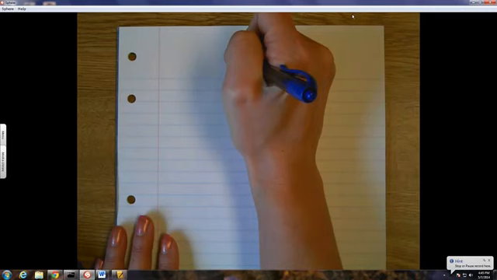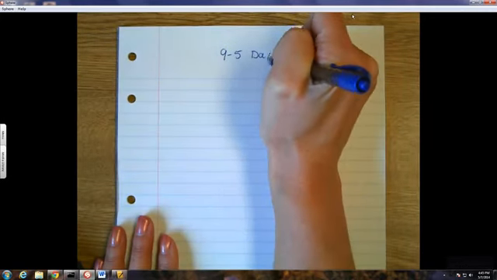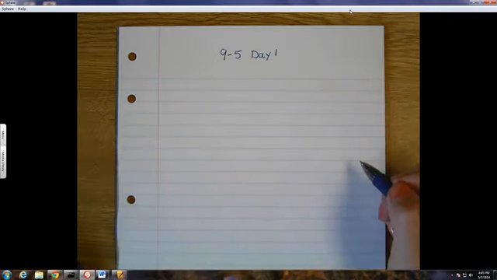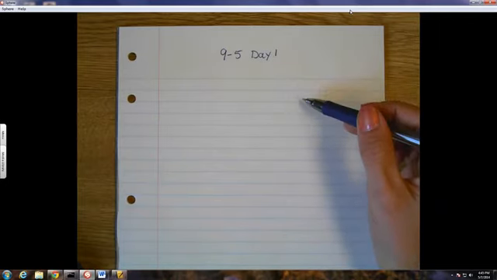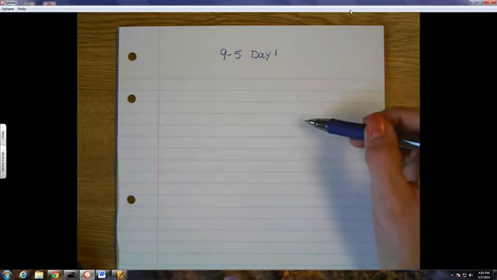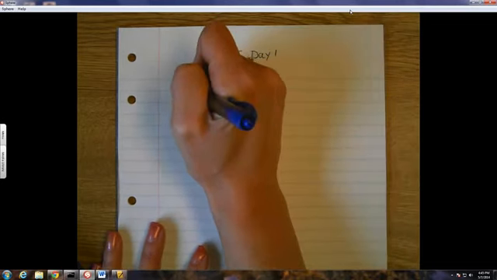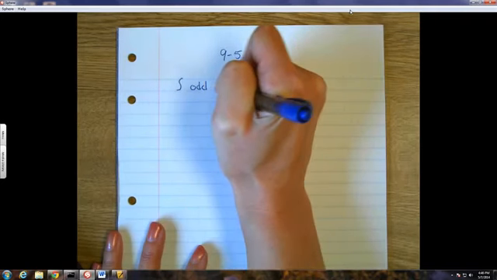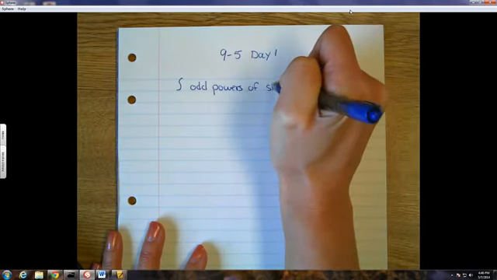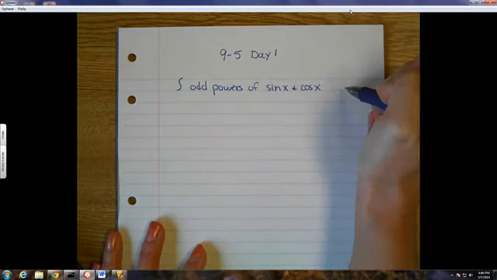Okay, finishing up hopefully the last section, 9.5, day 1. And in here we're still going to be integrating trig functions, but we're not going to use the reduction formulas today. We're going to come up with a couple of shortcuts for some special cases. So our first special case today, or the only special case we're going to talk about today, are integrating odd powers of sine and cosine. And we're not going to use those reduction formulas we've just been working with.